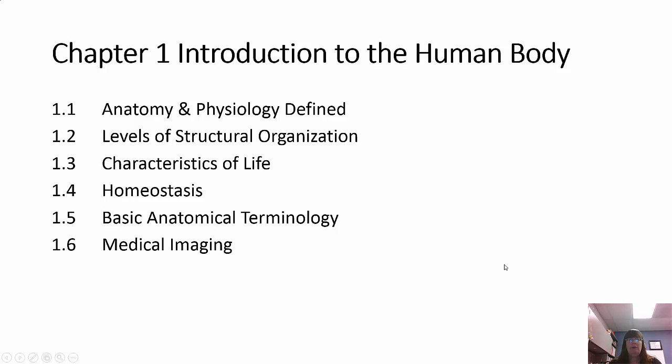Okay, so this is Chapter 1, Introduction to the Human Body. We are going to start out by defining anatomy and physiology. Then we're going to discuss the levels of structural organization, followed by the characteristics of life, homeostasis. We're going to introduce some basic anatomical terminology and medical imaging.